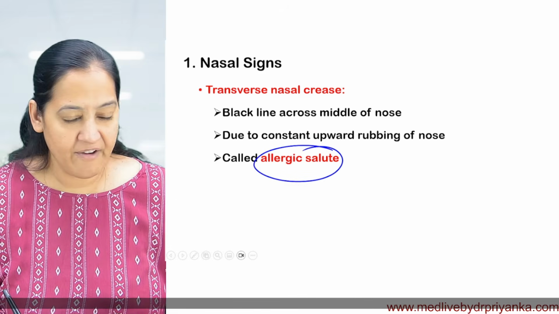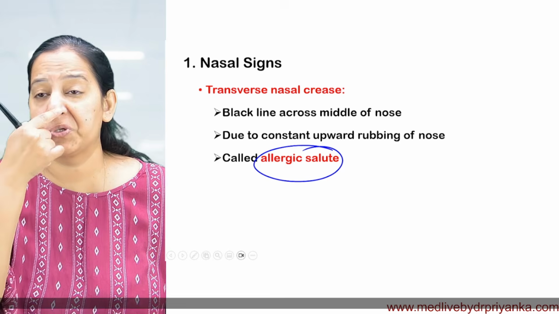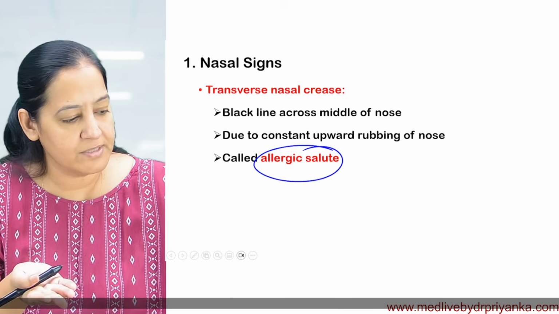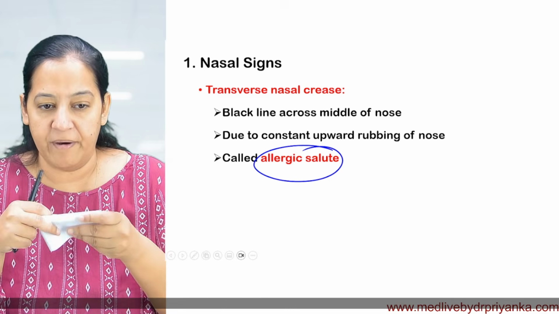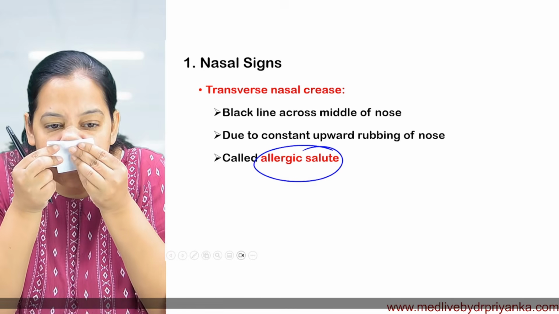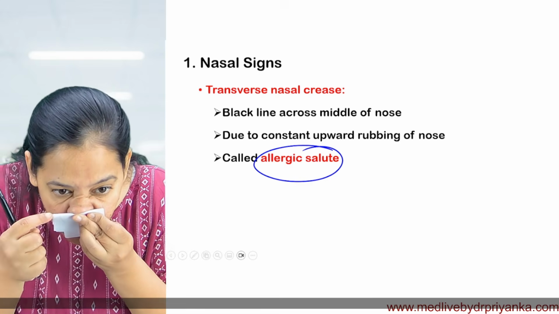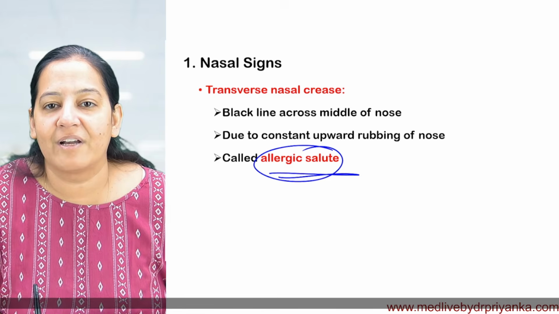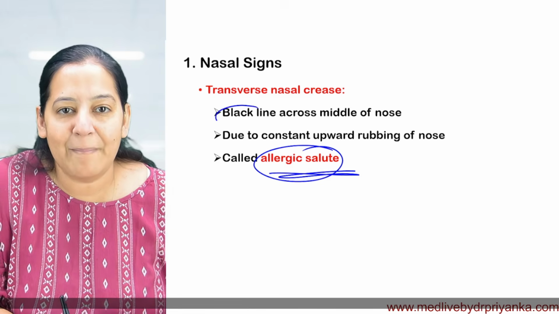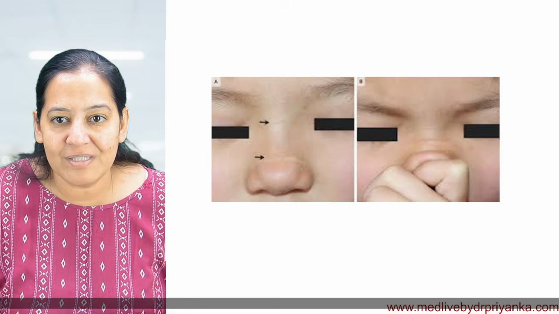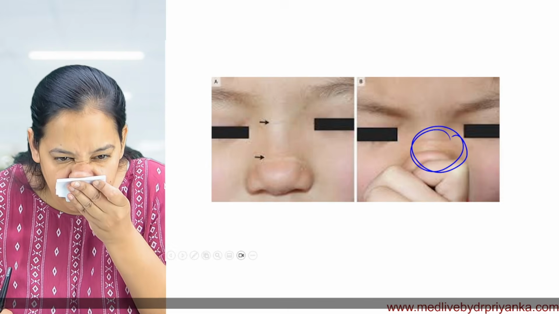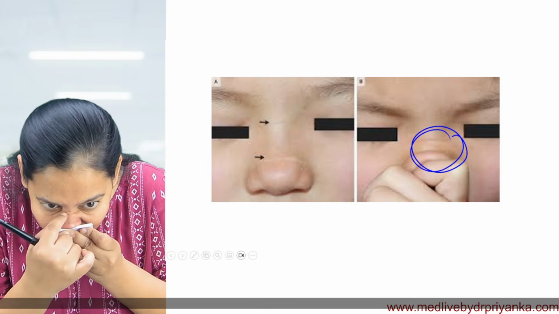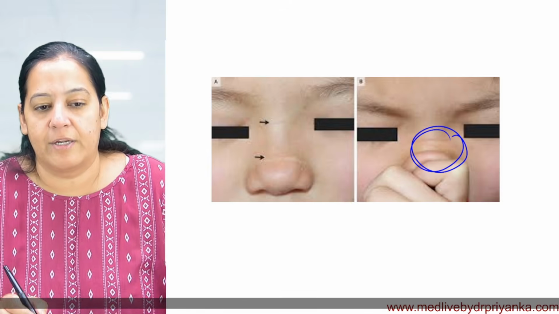If I have a runny nose, suppose my secretions are constant, unilateral or bilateral, I will wipe with a handkerchief. I don't have a hanky right now, suppose this is my handkerchief or tissue paper. So what I will do, I will do like this. Can you see? Because of doing this, I will have a crease over here, and that crease, that black line, is known as allergic salute. The patient is constantly doing like this. Because again and again, there will be a black line over here, and that's known as allergic salute. I hope you are getting it.